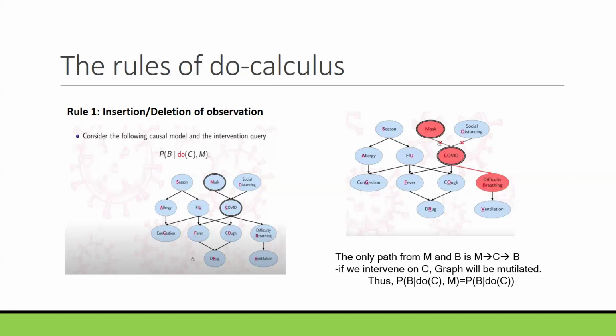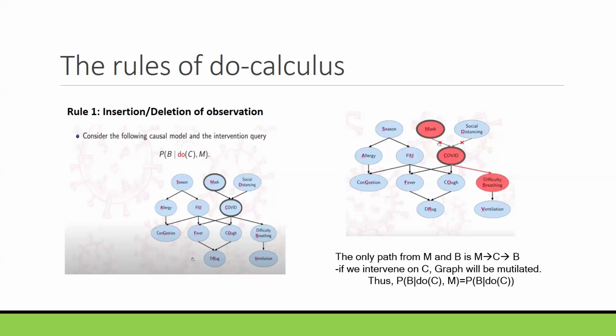But in general, the causal query is: what would be the probability of difficulty breathing? How do we intervene on COVID, like how do we let someone acquire COVID or not? What is that probability given we have mask? We agreed that when we intervene on a variable, we should remove all incoming arrows or incoming edges. Therefore, no variables affect COVID. We remove social distance. We don't need them.